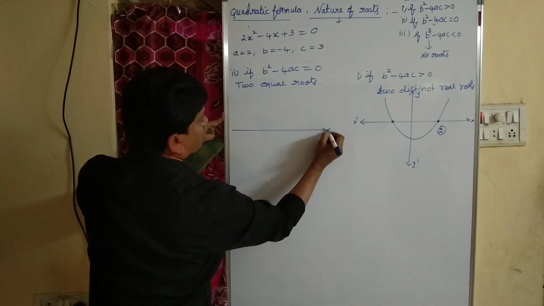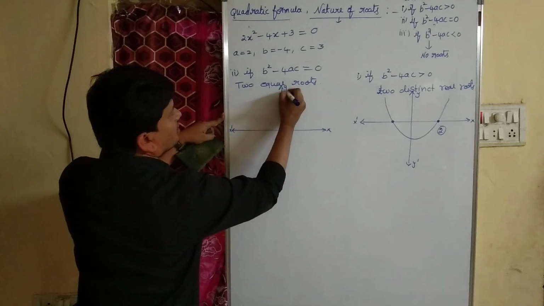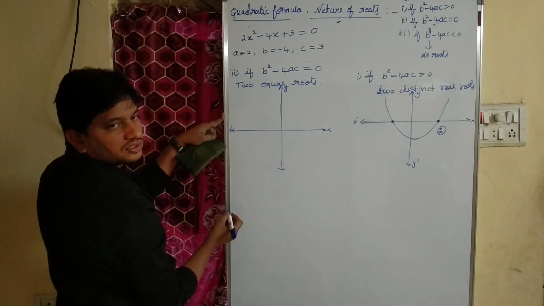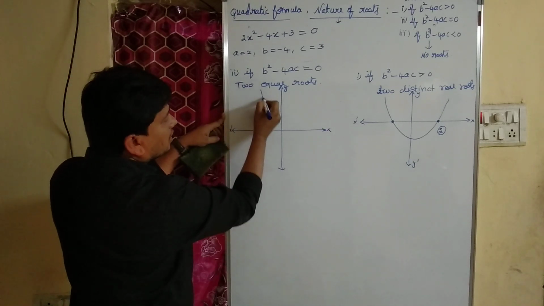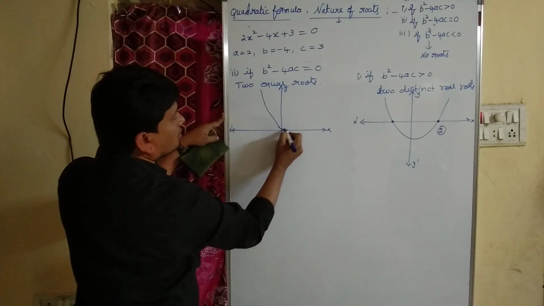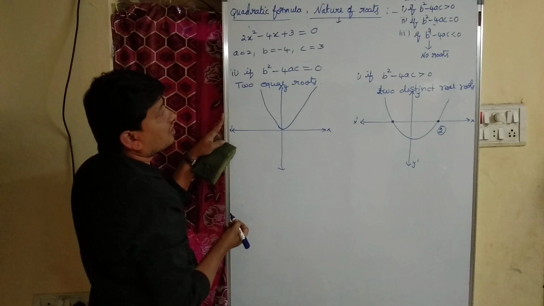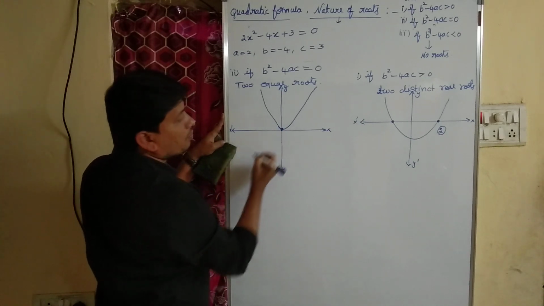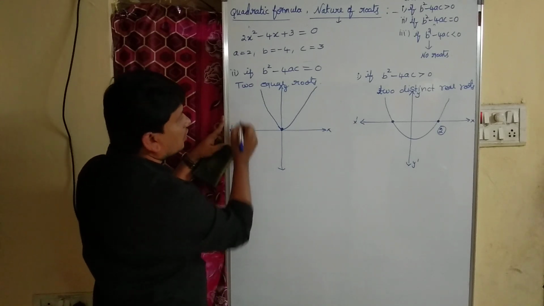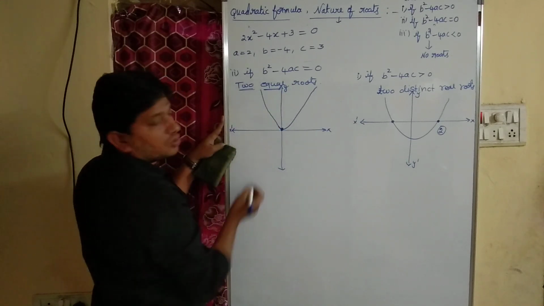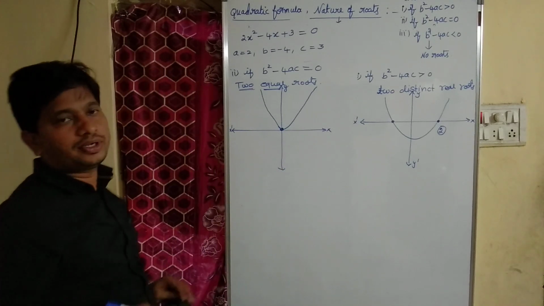So this is our x-axis and this is our y-axis, which intersects the x-axis at only one point, children. As the graph of the quadratic equation intersects the x-axis at only one point, I mean both the roots are equal, you will get two equal roots. That is the reason it is intersecting the x-axis at only one point.